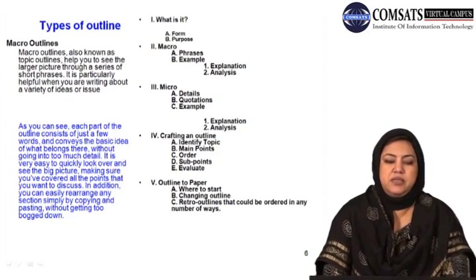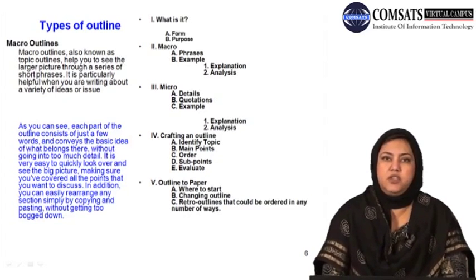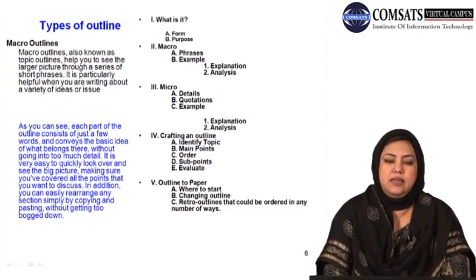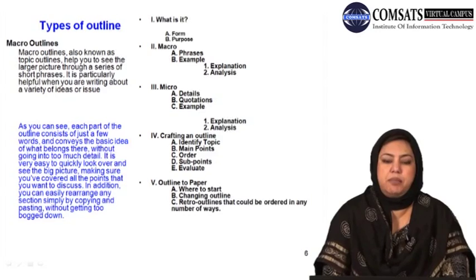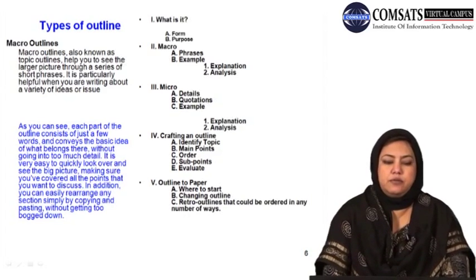A macro outline is particularly helpful when you are writing about a variety of ideas or issues. So mainly a macro outline is comparatively a brief outline. It is an outline that does not use long phrases or sentences. Rather, it uses small phrases or single words as a part of the outline. Here on the slide, the right half of the slide shows you an outline that is made on the macro outline format.